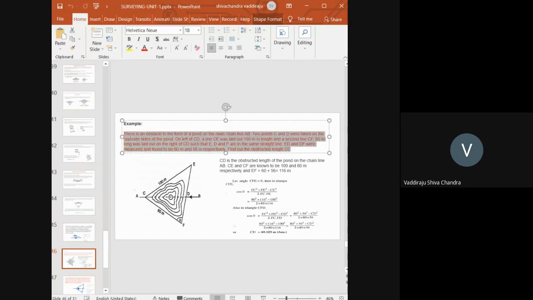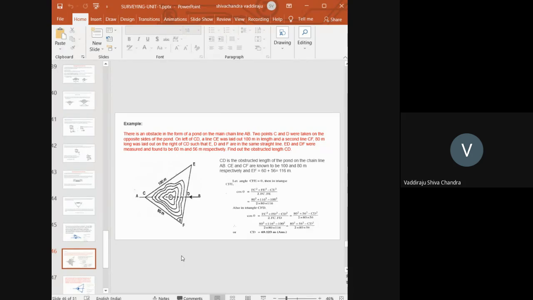There is an obstacle in the form of a pond on the main chain line AB. Two points C and D were taken on the opposite sides of the pond. On left of CD, a line CE was laid out 100 meters in length and a second line CF 80 meters long was laid out on the right side of CD such that E, D, F are in the same straight line. ED and DF were measured and found to be 60 meters and 56 meters respectively. Find out the obstructed length CD. So how to solve this?